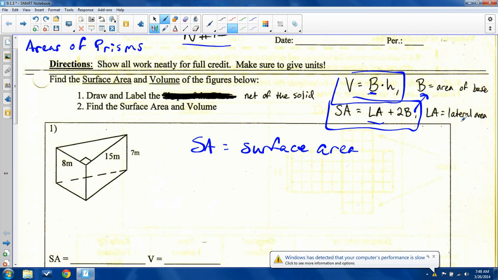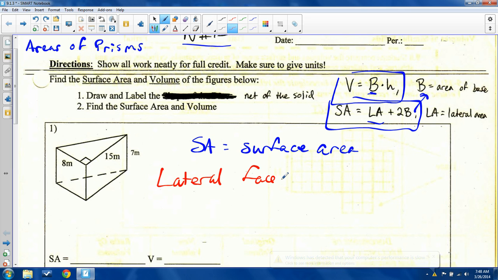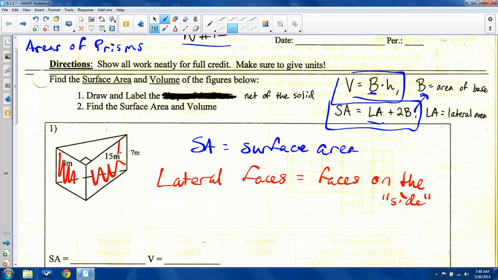Just by understanding lateral area for a second, I'm going to talk about lateral faces, which are the faces on the side. And by that I mean these guys right here. Here's one, and in the back here, this is one way back there. So there are 3 lateral faces, for instance, for a triangle. And if it doesn't make sense, we're going to draw nets for these things, so they will.